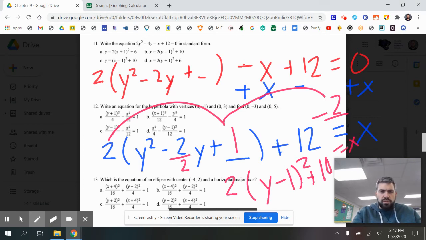So which one of those is our equation? x equals 2 times the quantity y minus 1 squared plus 10. That would be B. Okay, and again, we could check our answer using Desmos.